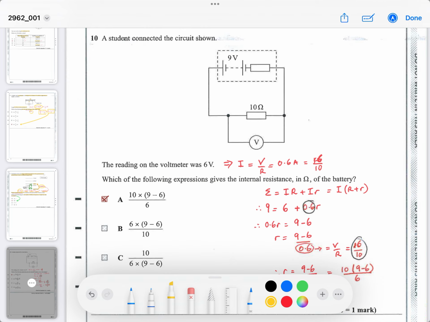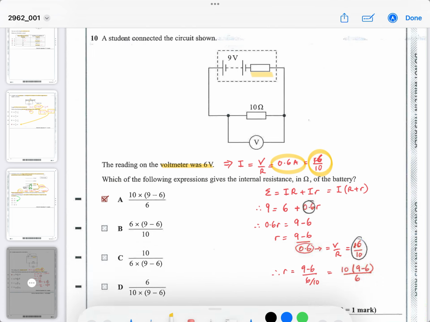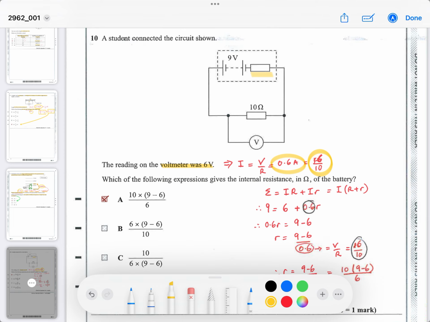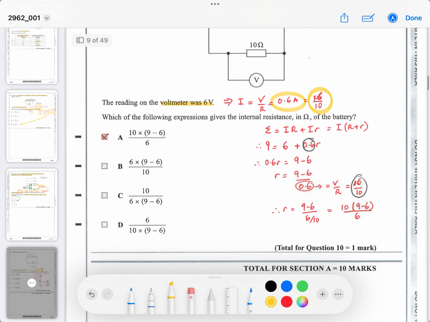A student connected the circuit shown, so you've got a 9-volt battery with an internal resistance drawn here. The reading on the voltmeter is 6 volts. That means we know the current is 0.6, but when you put 0.6, they want it as a fraction, 6/10. So if it's 6 volts and 10 ohms, the current will be 6 divided by 10. They don't want decimals because you can see the answers are all fractions. So when I did it, I then had to swap it back. Sorry about the confusion.